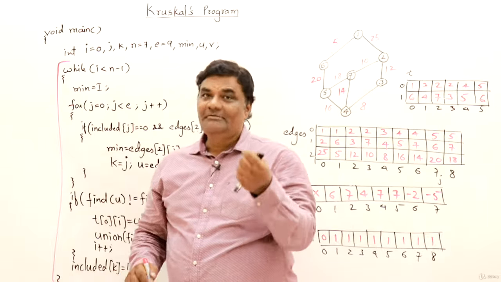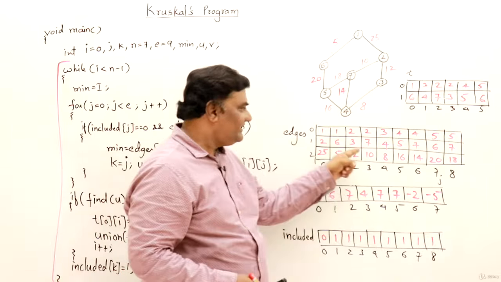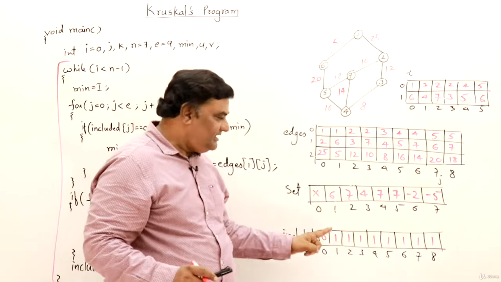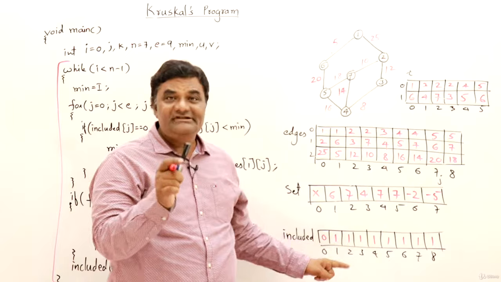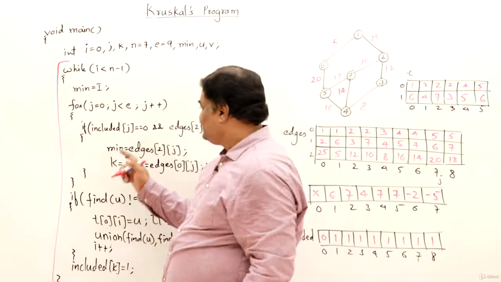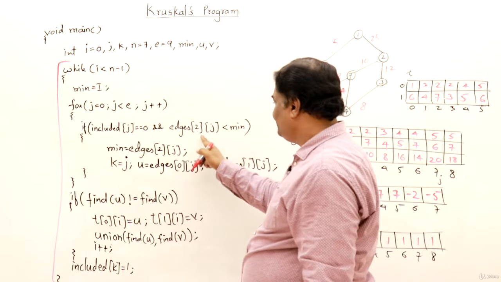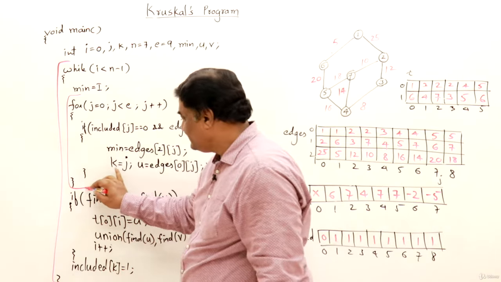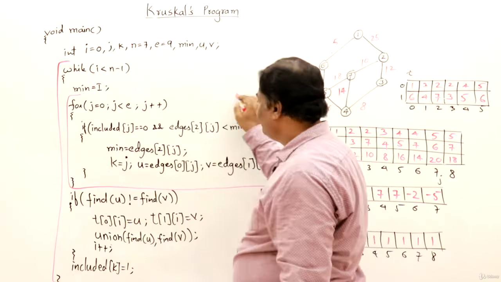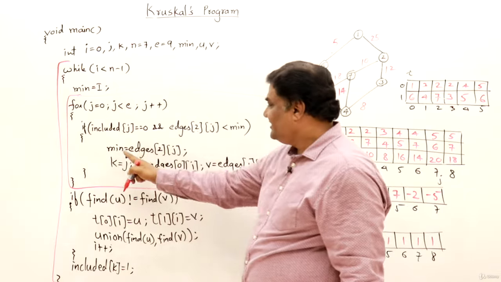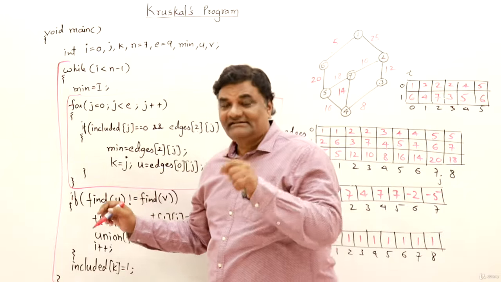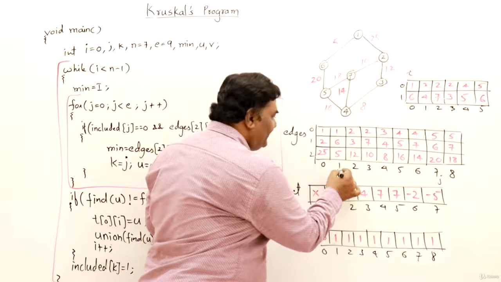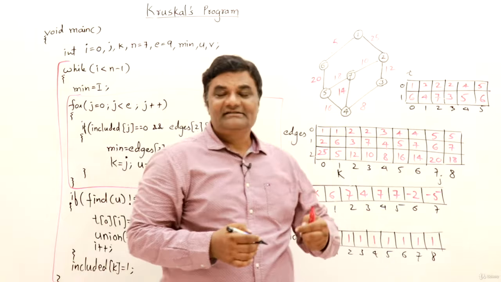Find out the minimum edge. Out of all these edges, whichever value is minimum, and that edge should not be included already. Means included should not be 1, it should be 0. So included should be 0 and that edge is minimum. This for loop is finding the minimum one. If you got any minimum, change the minimum and record it as k. See, suppose the first one is minimum, we are taking it as k.